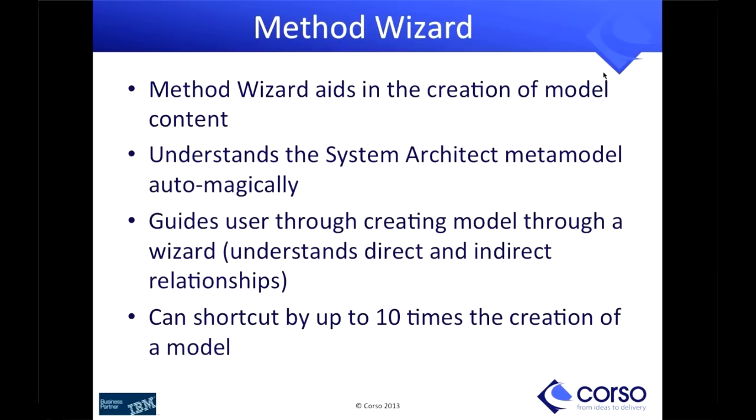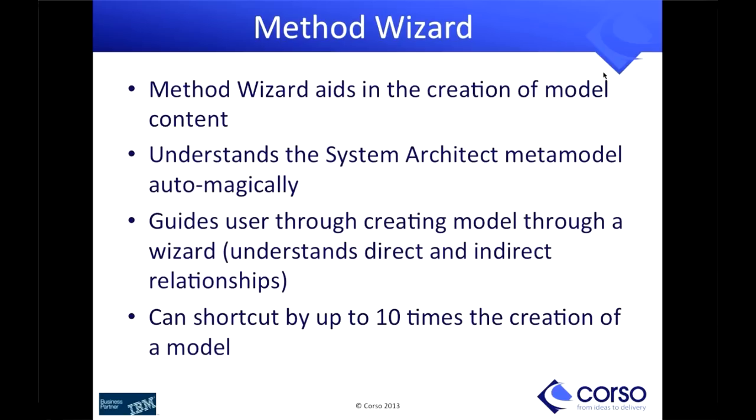Okay, so we're going to have a very quick look at something called Method Wizard now. We talked a lot about timelining, we looked at workspaces, how we do transition plans, and how we look at packages of work within work packages. Building a model is very important. So I'm going to show you something called Method Wizard. This helps you speed up your model creation.